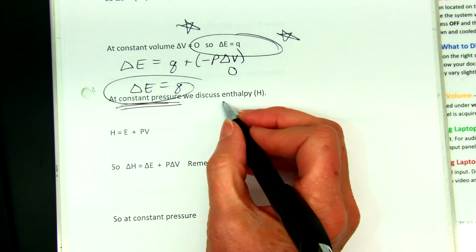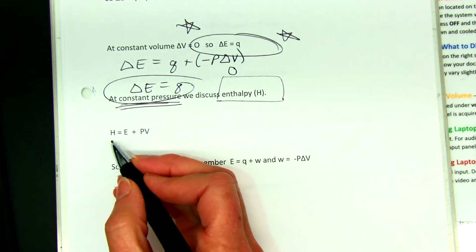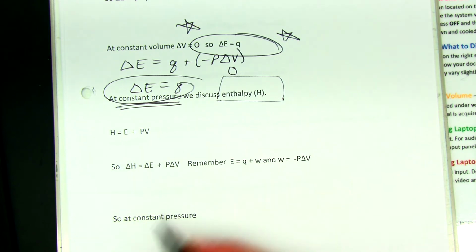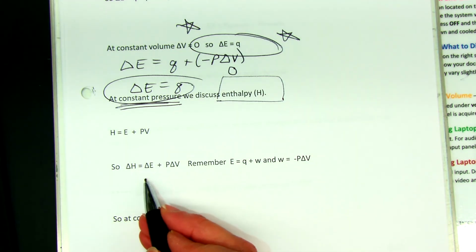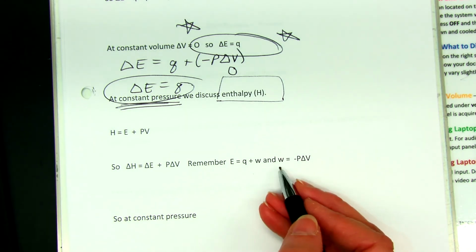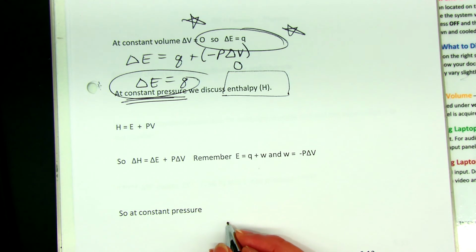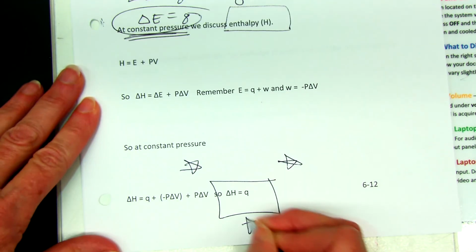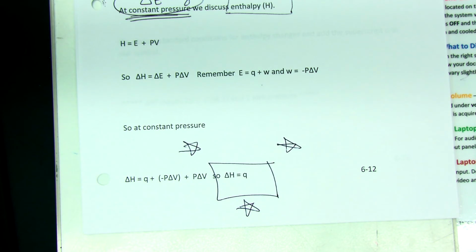And we use the letter H to describe enthalpy. And enthalpy is equal to the energy plus the pressure times the volume. This is a definition. Therefore, delta H is delta E plus P delta V. And since delta E is Q plus W and W is negative P delta V, then at constant pressure, delta H is Q plus a negative P delta V plus P delta V. So delta H is equal to Q, which is the only thing you need to remember about this, is that at constant pressure, we have only heat. So enthalpies are just heat, and that's what we're going to be working with.